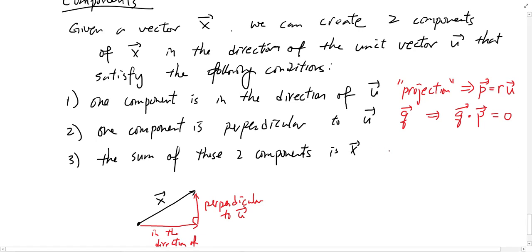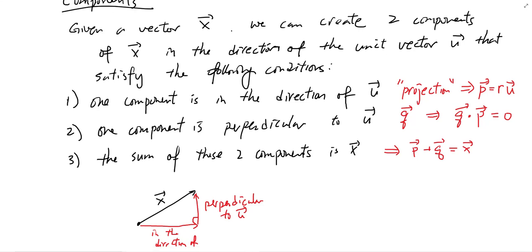And then what happened to the last one? The last one simply says that if I add p and q together, I should get x. So in this scenario right here, what you'll be given is x and u, and what you try to do is find out p and q. That's basically what the problem is.